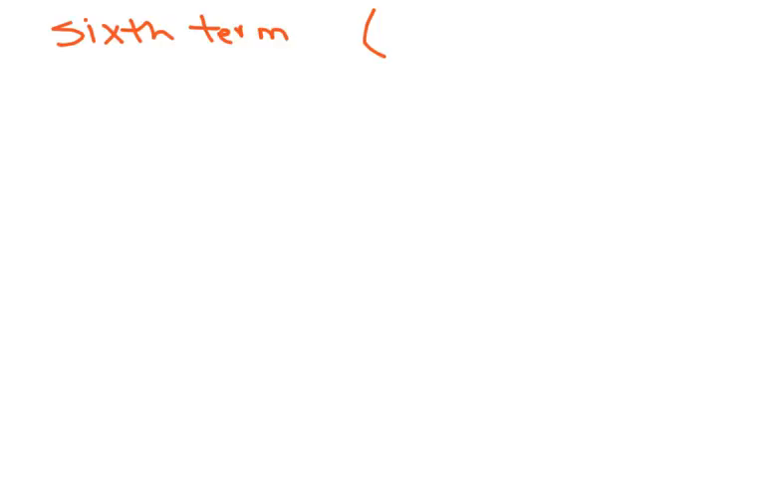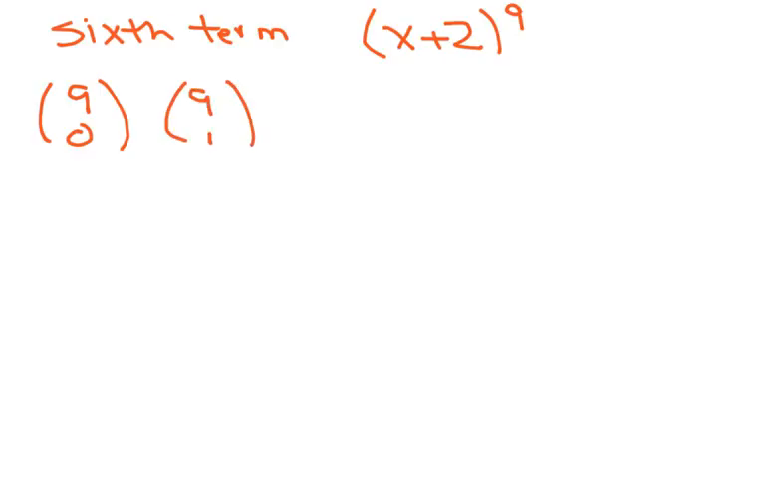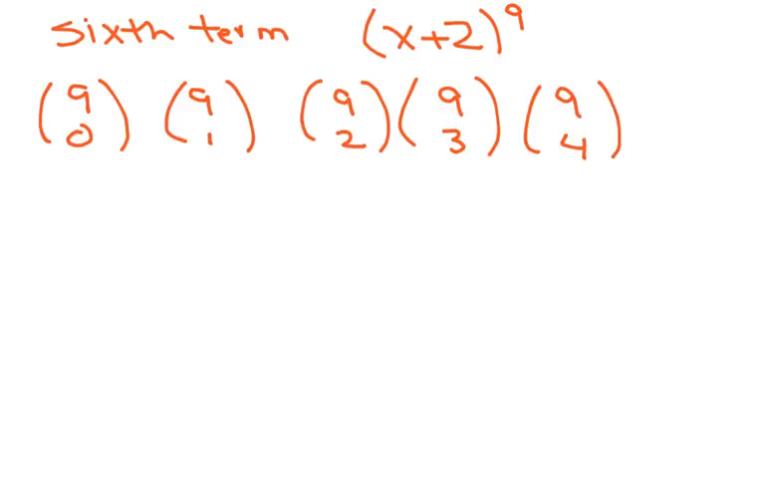In the expansion of (x + 2) to the 9th, you can write it all out, and what I tend to do is write it out like this. The book does it another way, but I'm going to show you what it would be. You know you're starting with what? It's 9, 0. Then we have 9, 1. Then we're going to have 9, 2. We're going to have 9, 3. We're going to have 9, 4. And 9, 5.